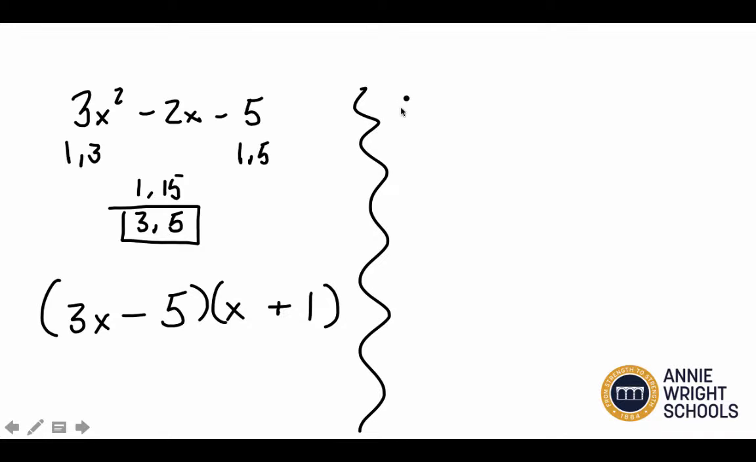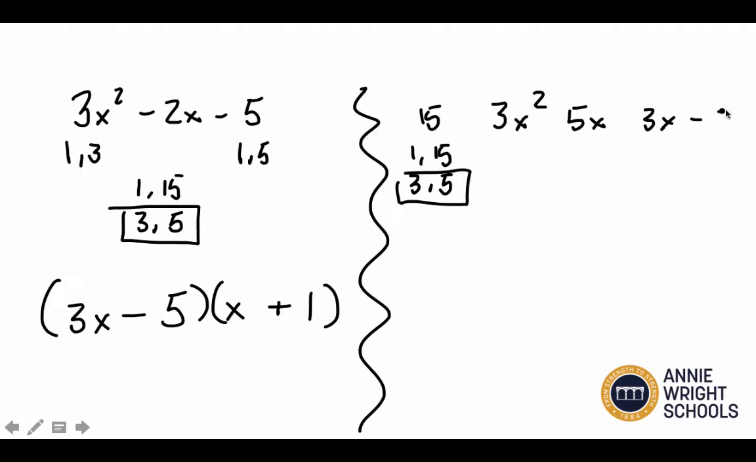The other way of doing this is saying 3 times 5 is 15. What are the factors of 15 that combine to have a difference, since one of them is negative, of 2? That's 3 and 5. I'm now going to write this 3x squared, 5x, 3x minus 5. These two middle terms have to combine to get a negative 2. So it would be a minus 5x and a positive 2.